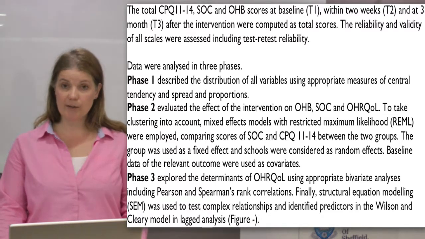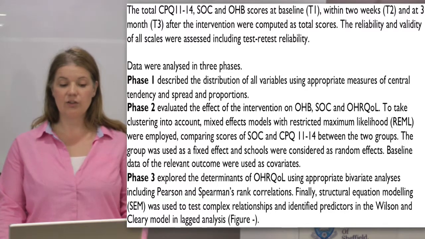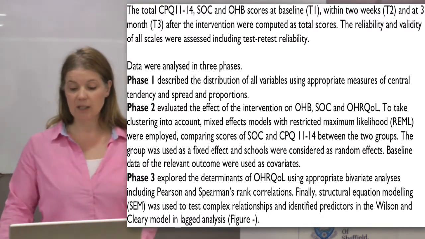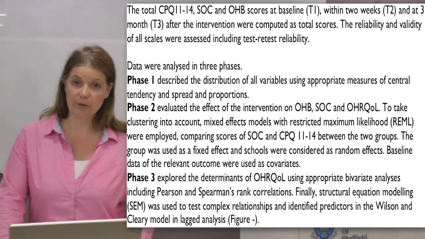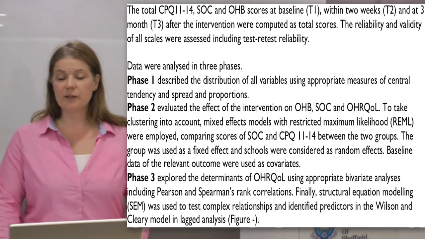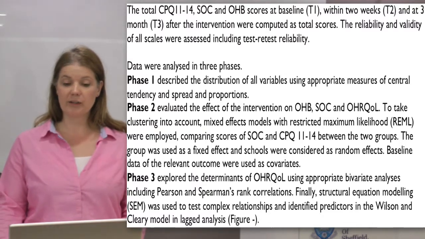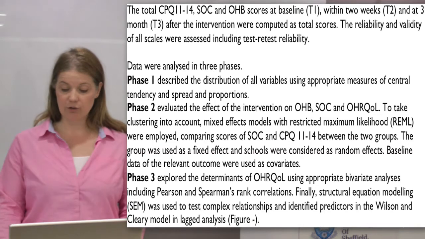And then for the secondary objectives, that exploration of the determinants of oral health quality of life, she carried out Pearson's correlation to look at relationships. And then she did something called structural equation modelling, which is a far more complex statistical technique to look at different predictors of oral health quality of life. So you'll see that there were very different tests that she used to meet her different objectives. So hopefully by showing you this, it's not to put you off, but to show you the amount of detail that you need before you begin your data collection.